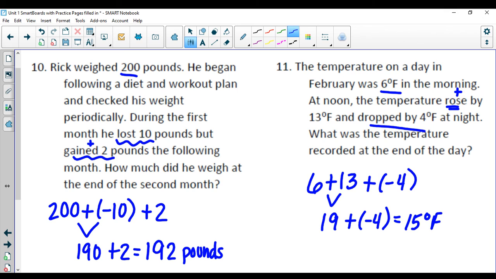So right there you have all of your practice problems from today's lesson. Make sure that they're all filled in and that they look good to go.